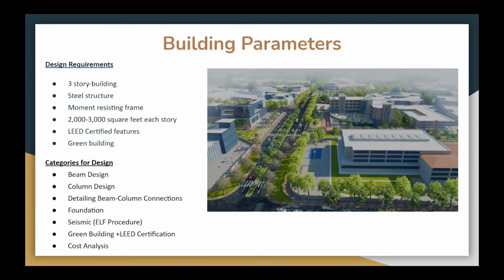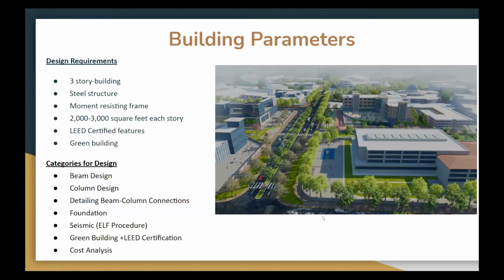Here are our building parameters. Our design requirements were a 3-story building that was a steel structure consisting of a moment resisting frame with 2,000 to 3,000 square feet for each story. We had to implement features that will get us LEED certification. And for our categories for design, we went into doing beam design, column design, the way these were connected, the foundation, and checking for the seismic calculations, and our green building features to get to our certification, and then evaluating all these features that will be implemented in a cost analysis.